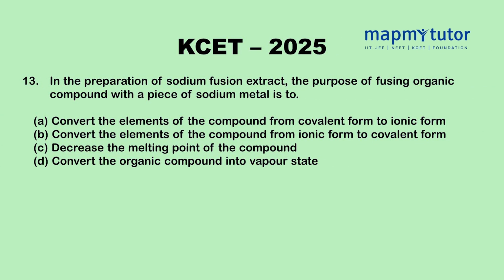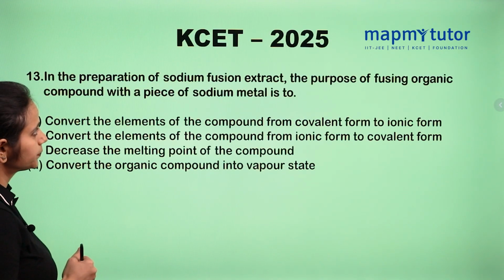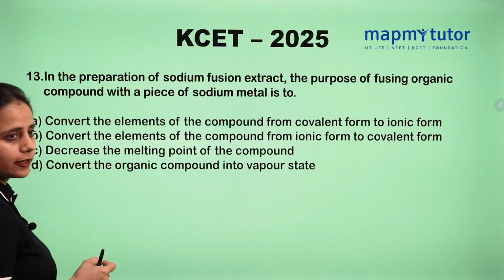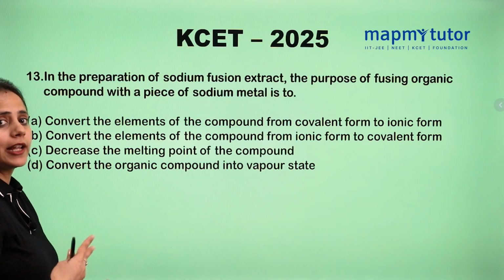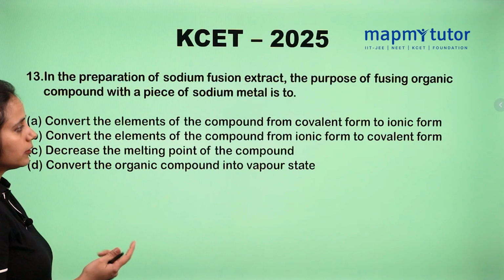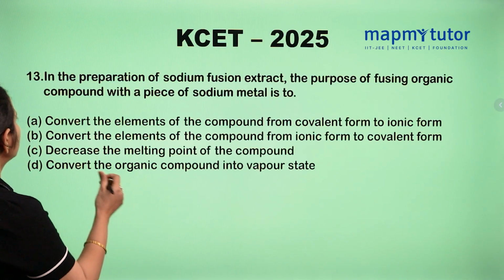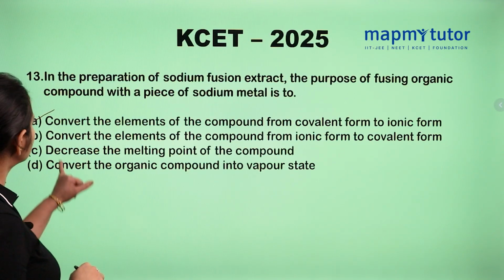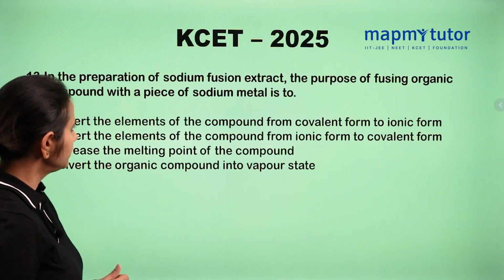In the preparation of sodium fusion extract, what is the purpose of fusing organic compounds with a piece of sodium metal? So that we can convert the organic compound into an ionic form, which will help us to detect the ions in an easy manner. So for our ease, we convert the organic compound into ionic form. This is the right option, option A, that converts the elements of the compound from covalent form to the ionic form.